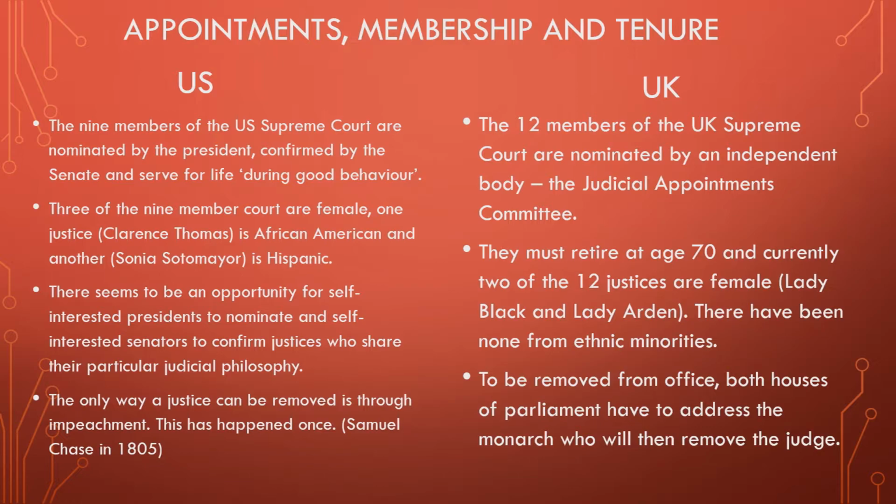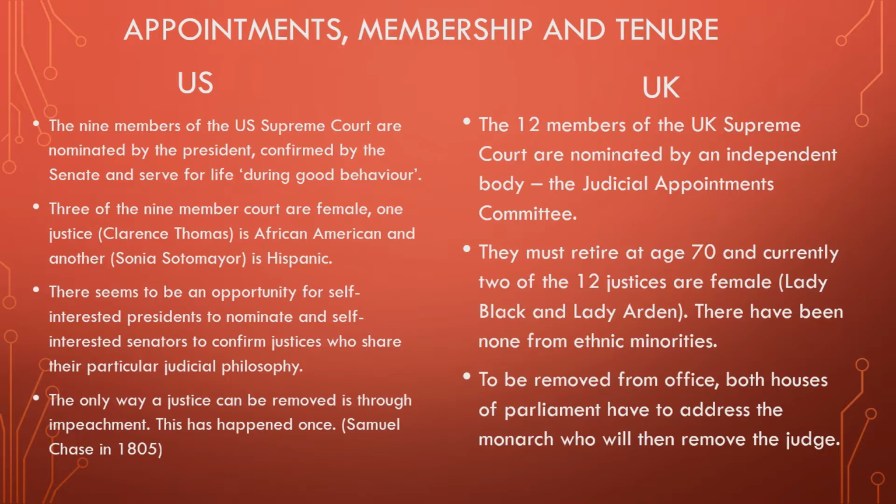There seems to be an opportunity for self-interested presidents to nominate and self-interested senators to confirm justices who share their political and particular judicial philosophies. So you'll find that Republican presidents and Republican senates will nominate and confirm justices that are strict constructionists, because that kind of aligns with their political leaning. And that opens up the question as to whether the Supreme Court is a political thing or whether it is removed. And we're going to come to that when we talk about judicial independence.